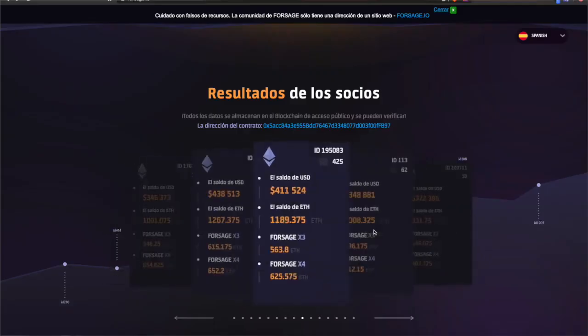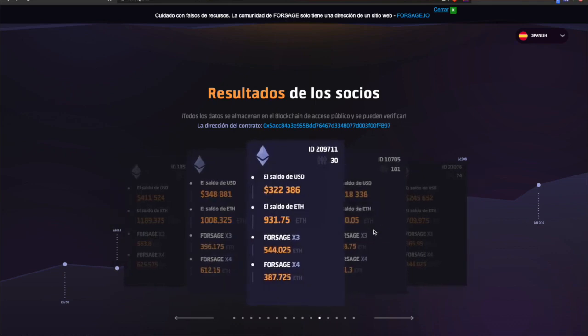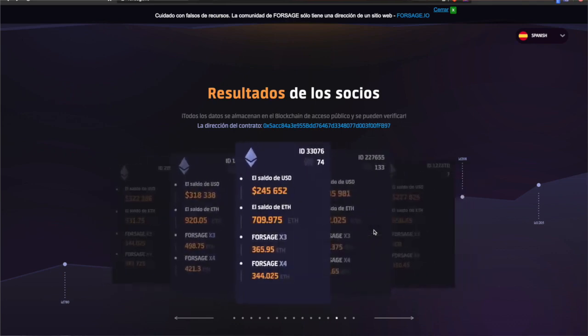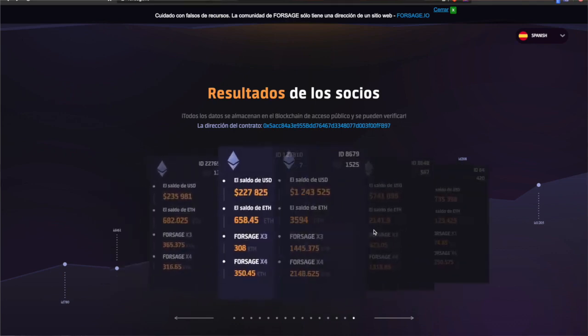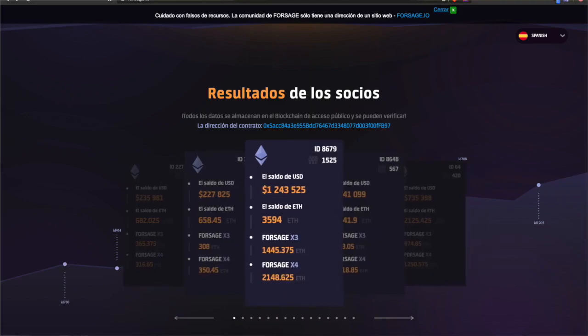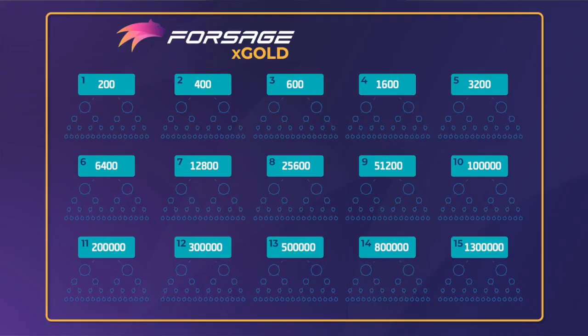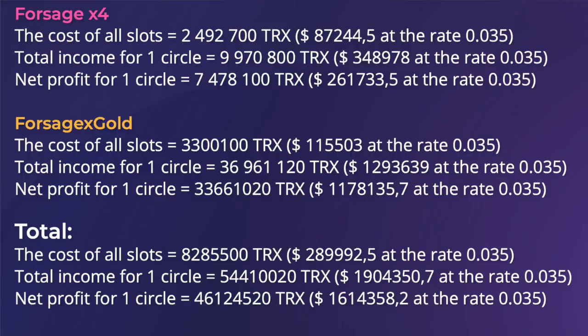Many partners who have already earned record sums in Forsage were convinced of this. I don't know if the partners who have activated 15 slots are ready to do the same in X Gold when it starts. But it's definitely worth it. Just look, the total cost of 15 slots is 3,300,100 Tron. That's $115,503 at 0.035 exchange rate.